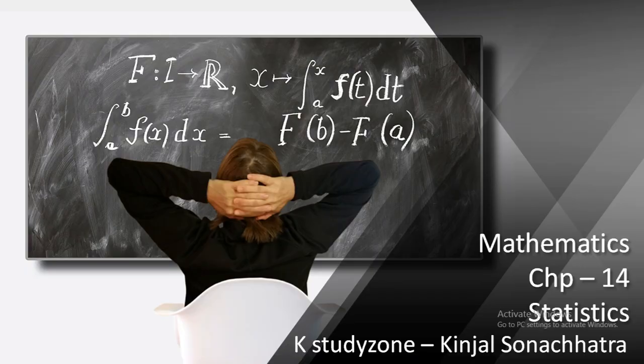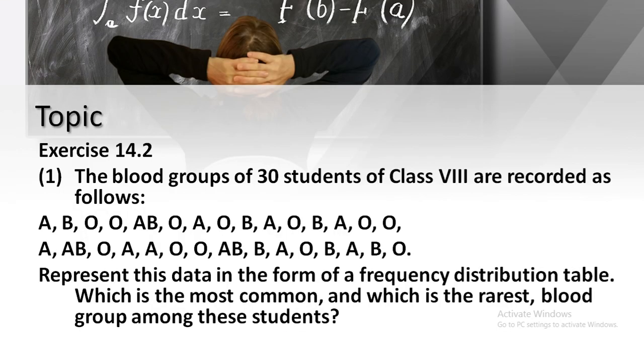This is the 7th tutorial of chapter 14, Statistics, in standard 9. Today's topic is exercise 14.2, and in that, the first question: the blood groups of 30 students of class 10th are recorded as follows. There are 30 records, right? Represent this data in the form of a frequency distribution table. Which is the most common and which is the rarest blood group among these students?